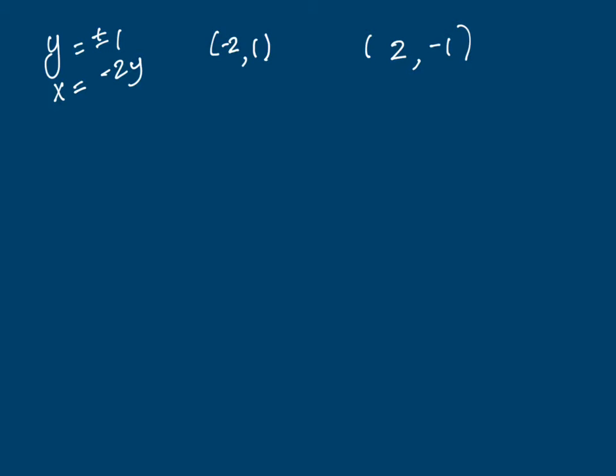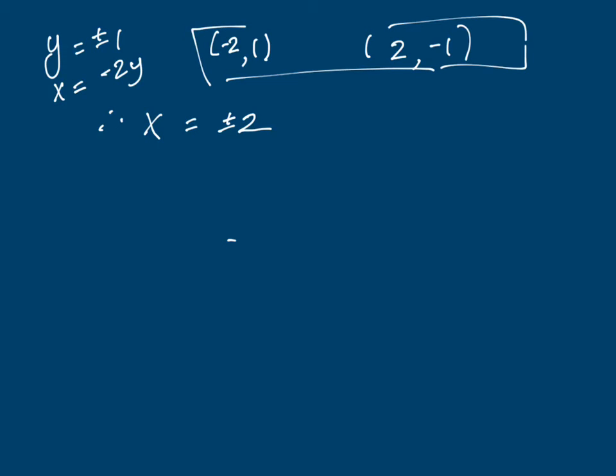So then I guess it just asks for the x when that happens, so you can say x would be plus or minus 2. But it says find the coordinates. Oh, so those were the coordinates. I guess that's the right answer: (negative 2, 1) and (2, negative 1). Right? Moving on, let's stop the video here.